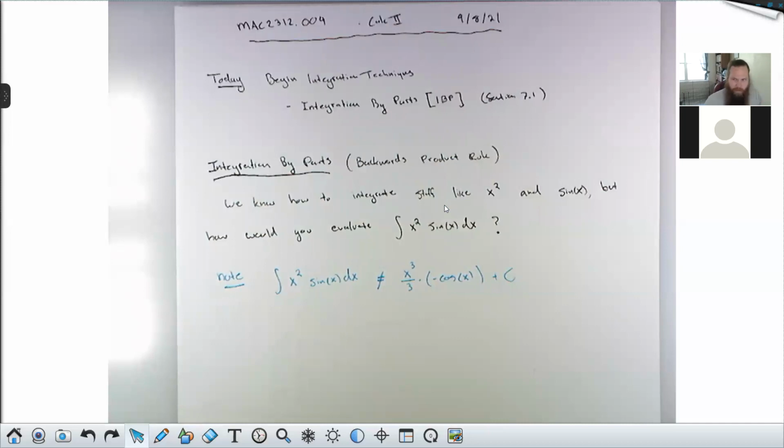But you should be able to kind of smell that coming because you know the derivative of x squared times sine of x is not 2x times cos x. Or similarly, if you differentiate this thing, it's a product, you would have to use the product rule. You're not going to get this thing.